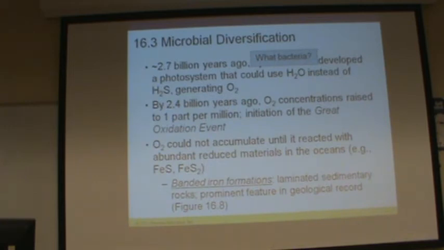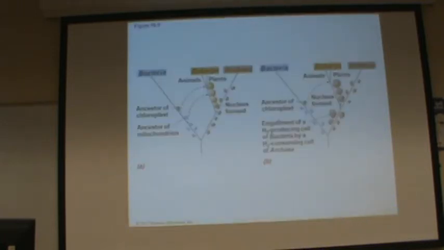Here's another. Where did the oxygen in our body come from? Cyanobacteria are basically responsible for producing the oxygen we are breathing now. This probably addresses the question we just talked about: how did the eukaryote come about?